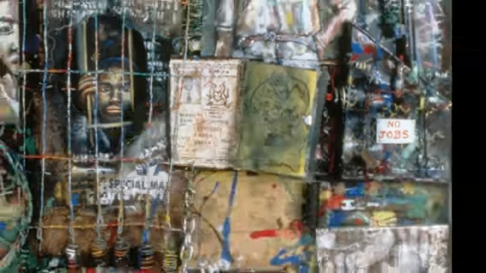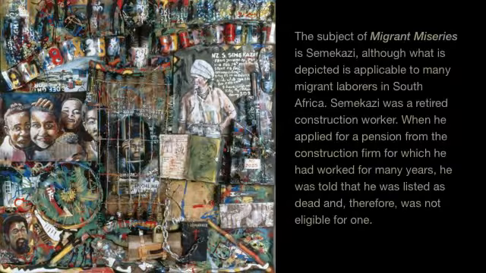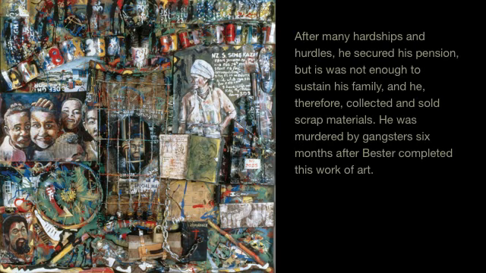The subject of Migrant Miseries is Samokazi. Although what is depicted is applicable to many migrant laborers in South Africa, Samokazi was a retired construction worker. When he applied for a pension from the construction firm for which he had worked for many years, he was told that he was listed as dead and therefore was not eligible for one. After many hardships and hurdles, he secured his pension, but it was not enough to sustain his family, and he therefore collected and sold scrap materials. He was murdered by gangsters 6 months after Bester completed this work of art.